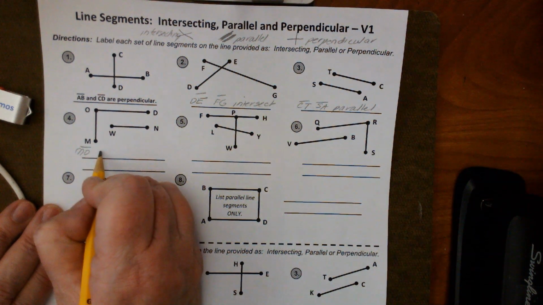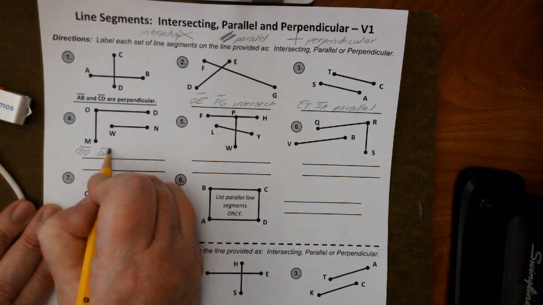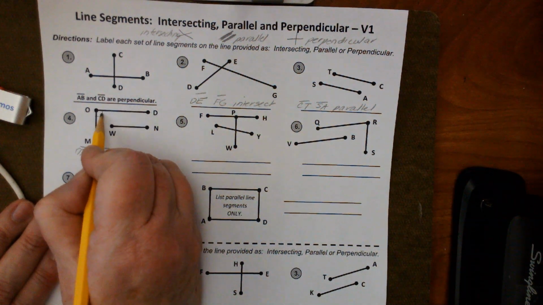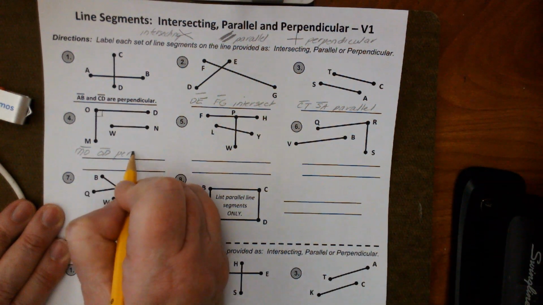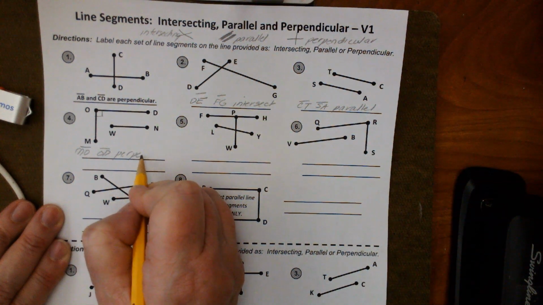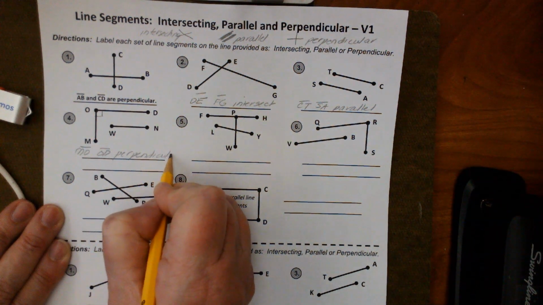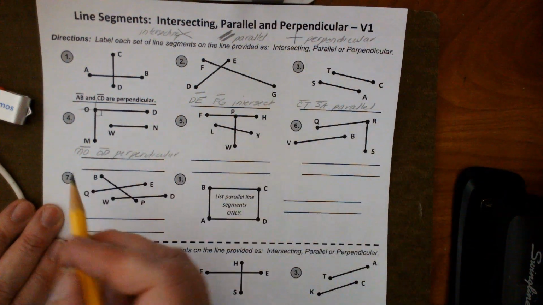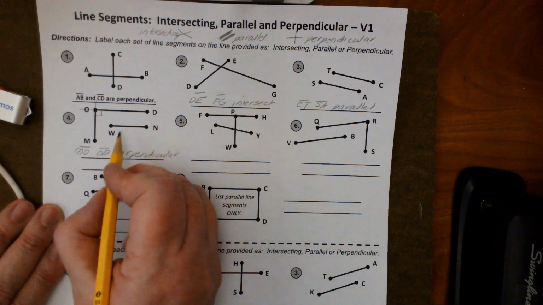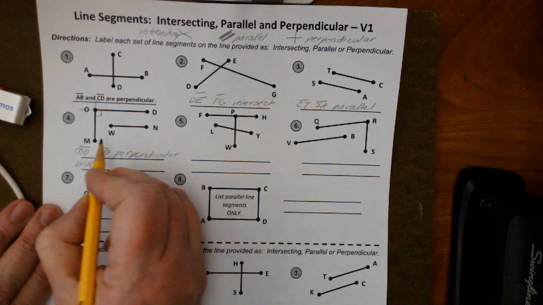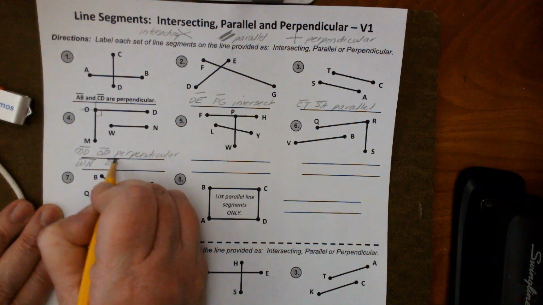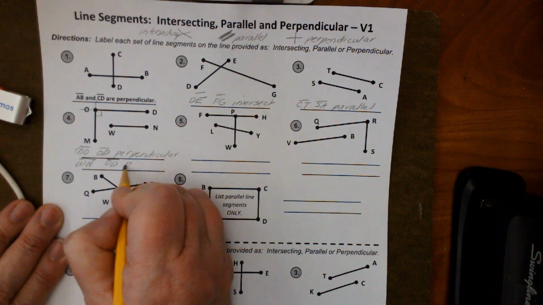Then we have MO, line segment, and we have OD. Those go at a 90-degree angle, okay? So that makes them perpendicular. And if you let the lines go straight, you'd see how they're at the crosshairs, okay? Then we have WN and OD, with the symbol. Those are parallel.